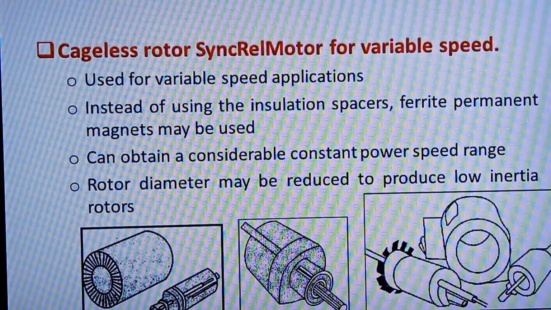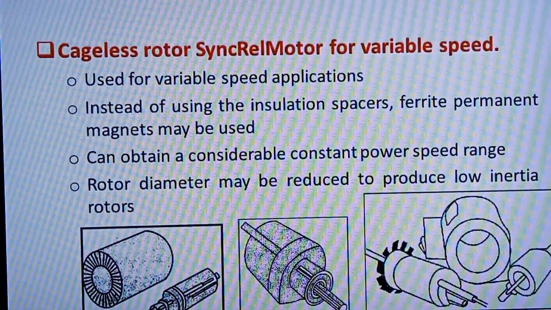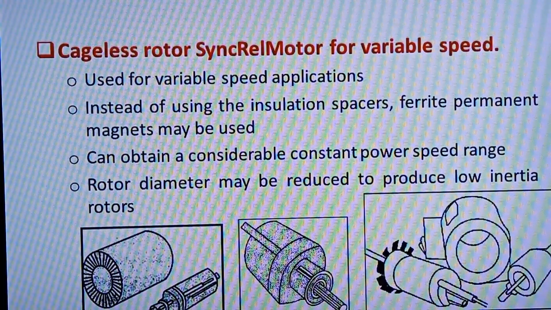Then cageless rotor synchronous reluctance motor for variable speed. Here the diagram is shown for a cageless rotor. Here there are no windings, so it just looks like a solid construction. The diagrams are shown here. These kinds of rotors can be used for constant power speed range.